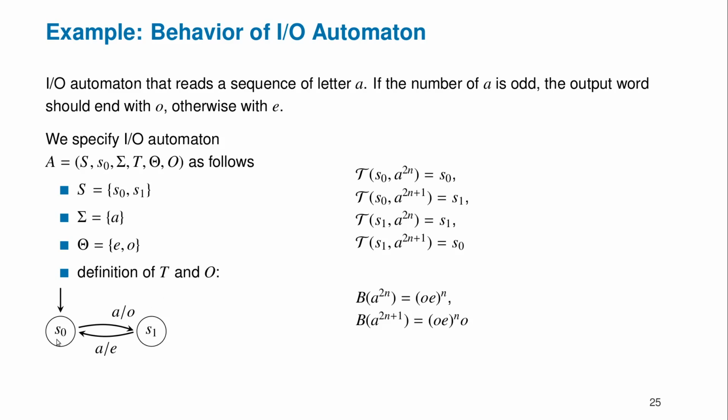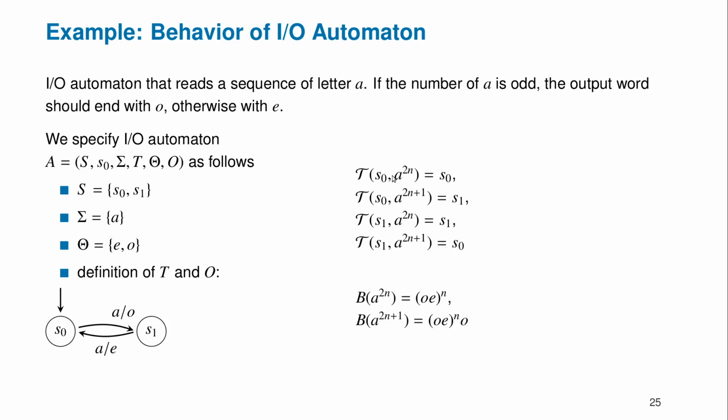For the output function, when we go from S0 to S1, the output is an O, and if we go from S1 to S0 when reading an A, the output is an E. And this already gives us the desired behavior, because whenever we read an odd number of A's, then the last letter of the outputted word is an O. If we read an even number of A's, then the output word ends with an E.